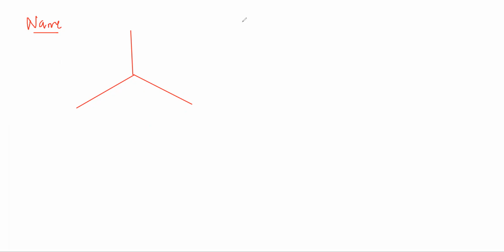It's 2-methyl propane. That's correct, because you selected the longest carbon chain. So, you number 1, 2, 3. Both ways, if I select this also as longest, both are 3. This is a branch of 2-methyl propane.